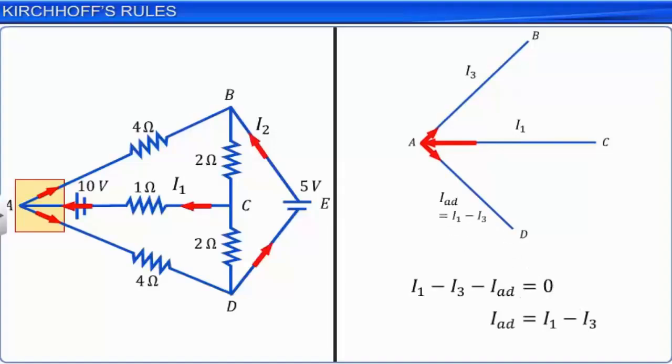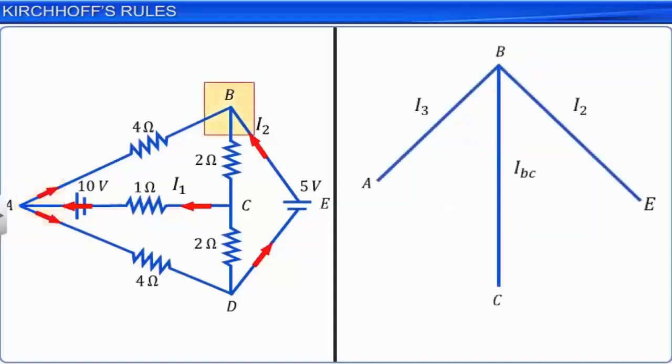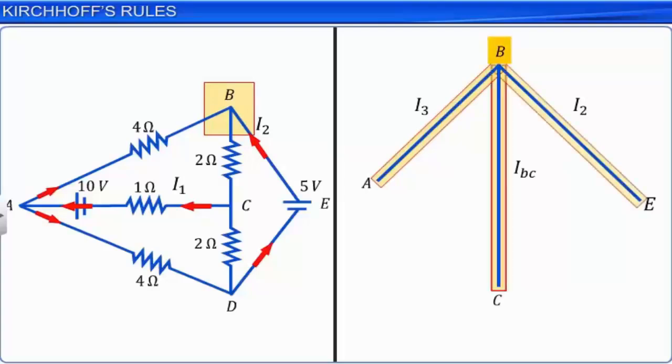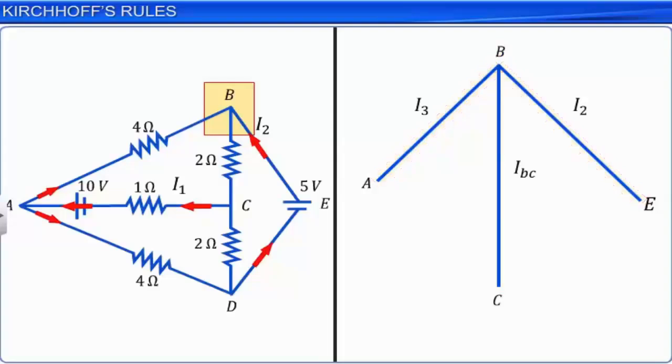Next, let us take the nodal point B. 3 branches AB, EB and CB meet at point B. The current in branches AB and EB are already labelled. We have to find the current in branch BC. Currents I3 and I2 are flowing towards point B. Therefore, the current in branch CB must flow out of the point. We now apply Kirchhoff's first rule to find the magnitude of this current.